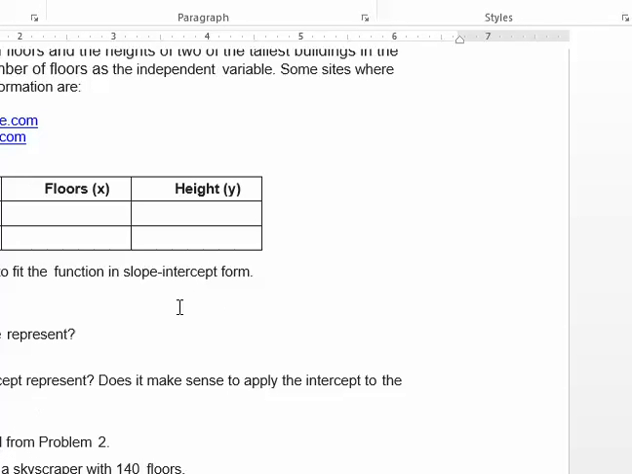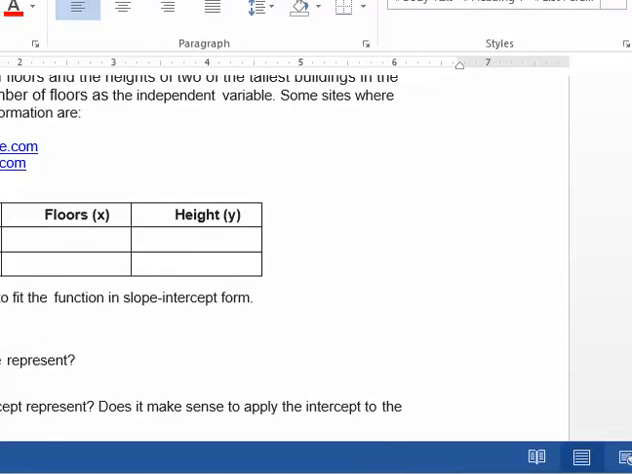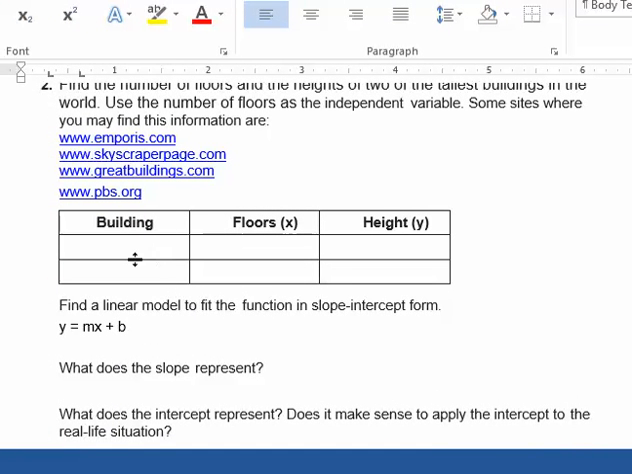On the Chapter 2 project, if I'm going to write an equation in the form y equals mx plus b, a linear model of the buildings and their heights, then I need to know where's the thing? I need to have the table filled in that shows the buildings. Well, you don't need the name of the buildings to do this, but you need the number of floors and the heights. So I'm just going to make these up.